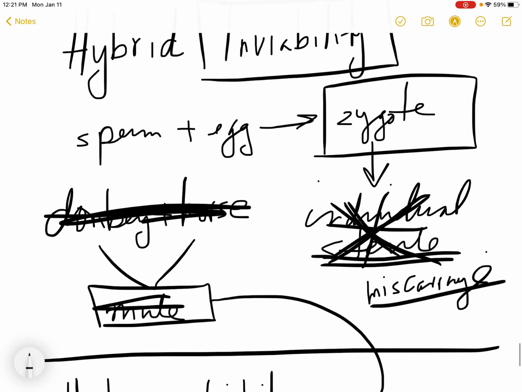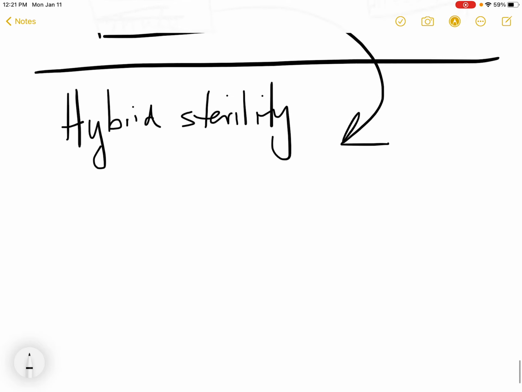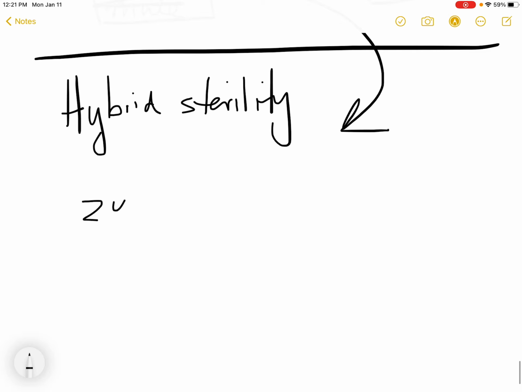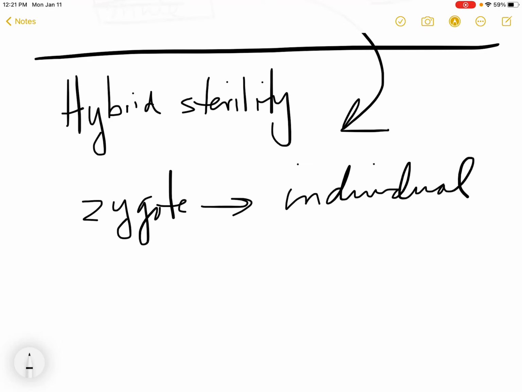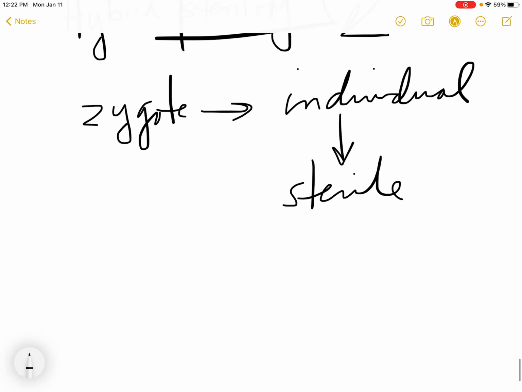The zygote can form, but it doesn't quite make it to growing up. So it never becomes a fully fledged individual. It's this next one, sterility, where the zygote does form, and it does produce an individual. So sorry for the confusion, that's my fault. And the individual is sterile, right? Sterility. I should have known that from the words.